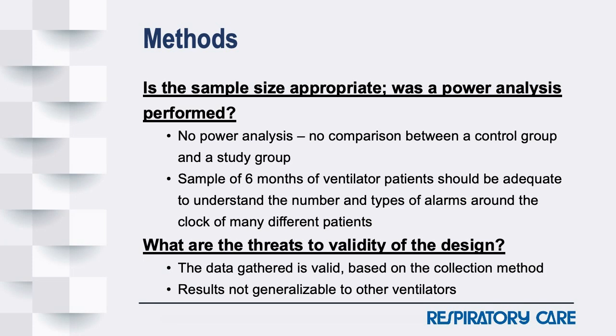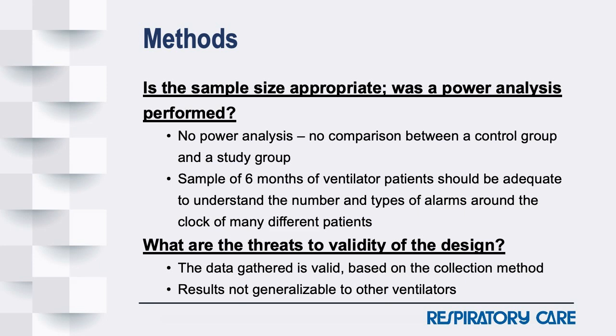In the methods section, is the sample size appropriate, and was a power analysis performed? There was no power analysis performed. Power analysis would be performed to understand how many of a control versus a research group or a study group you would need to have significant results. So there's no comparison needed because there's no control group.